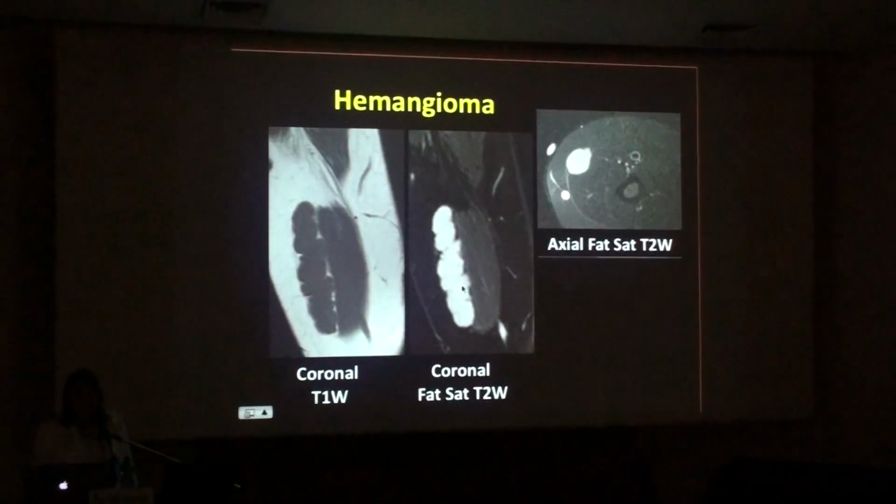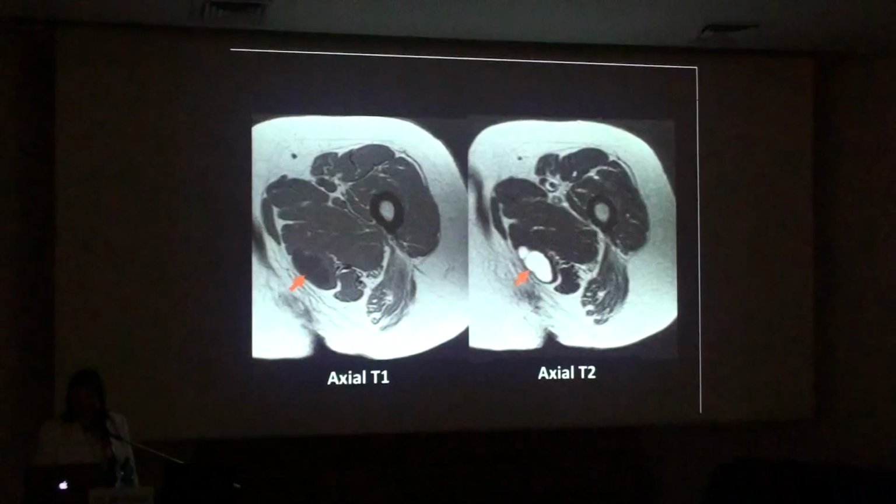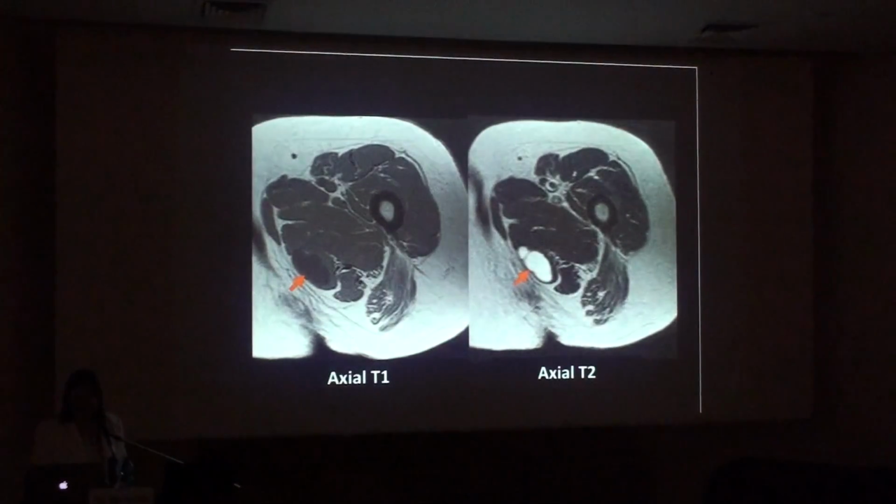And I like to show this case because for some reason, that's the lesion that always falls off my differential. And you want to think about hemangioma before you put the needle into the lesion to biopsy it. So include that in your list of things that can be bright on T2 or fat-sat T2.